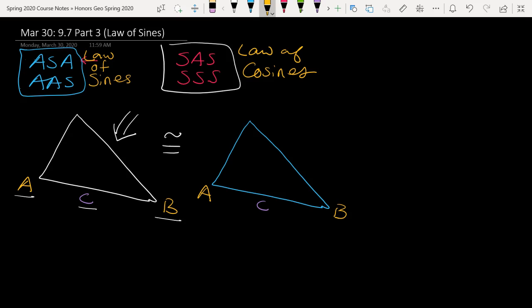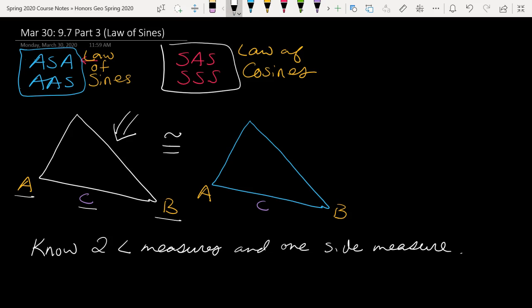You'll notice that the cases that work with the law of sines are cases where we know 2 angle measures and just 1 side measure. And you'll see why this makes sense in just a second, but when we know more angles than we do sides, we can apply the law of sines.